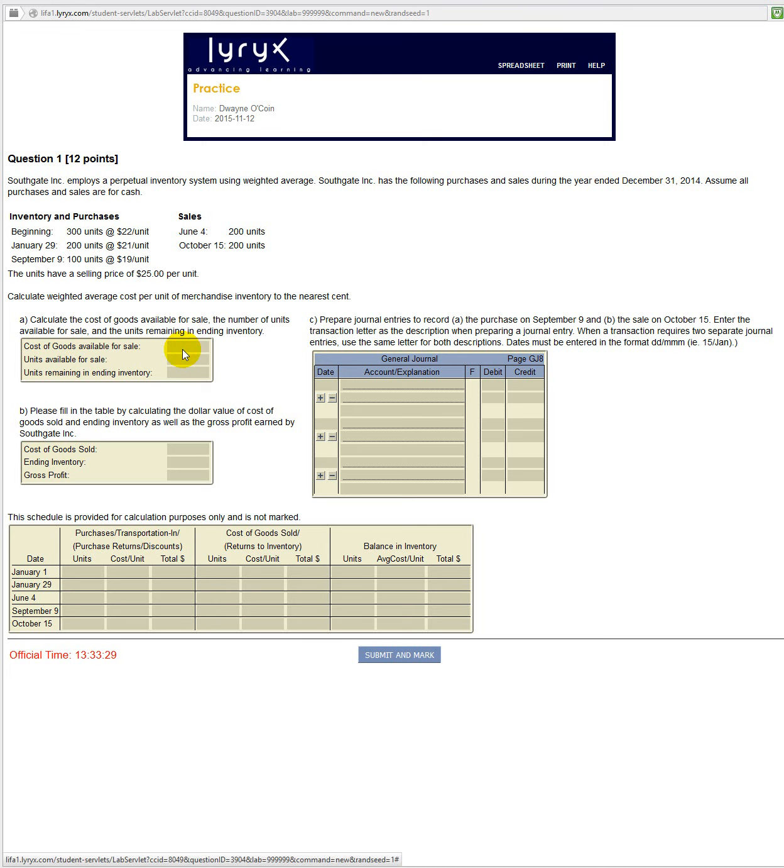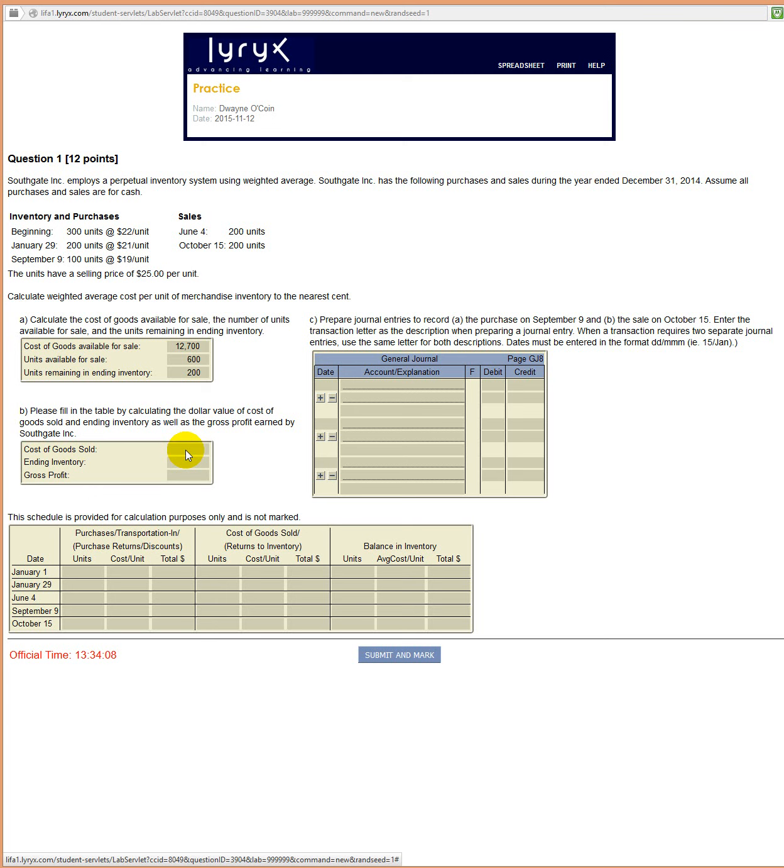So, cost of goods available for sale would still be the beginning inventory plus the purchases. And the units available for sale would still be the same, 100 plus the 200, first purchase plus the second purchase. And then if we take the 600 and subtract the two sales, that gives us all of the units that we need. Now, the table then asks us to fill in the table by calculating the dollar value of cost of goods sold and ending inventory, as well as the gross profit earned by Southgate Inc.